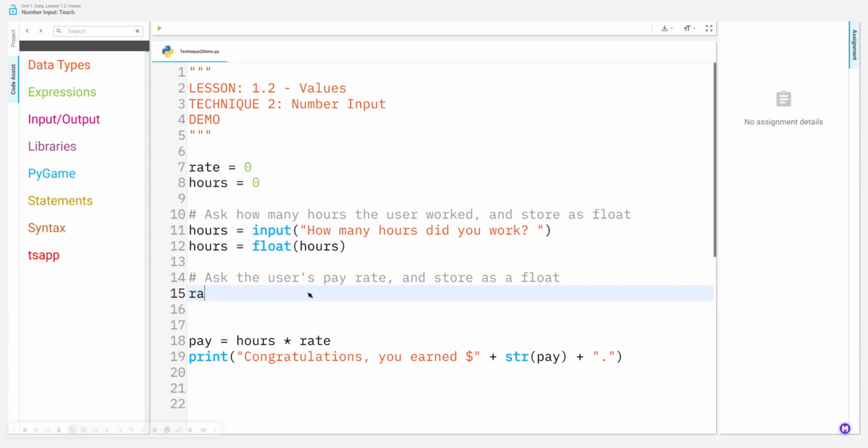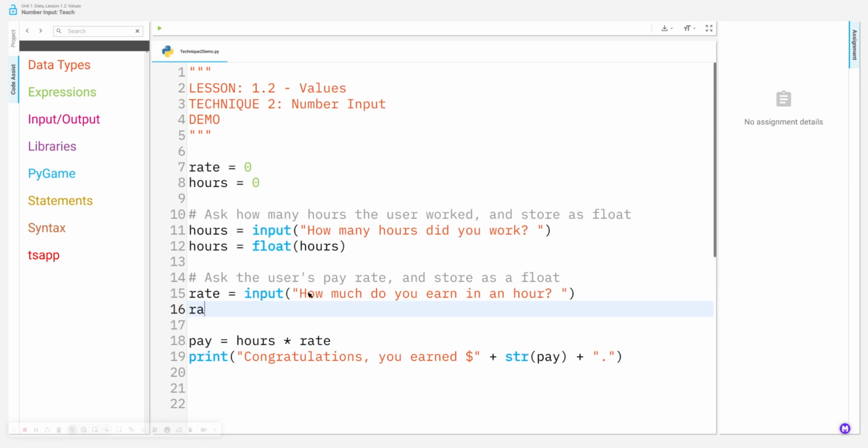The next one down, line 15, says ask the user's pay rate and store it as a float. So again, we're going to go rate gets input, parenthesis, quotation mark, how much do you earn in an hour? Question mark, space, quotation, parenthesis. This is referring to, do you make $7 an hour? Do you make $20 an hour? That's the type of response we're looking to get.